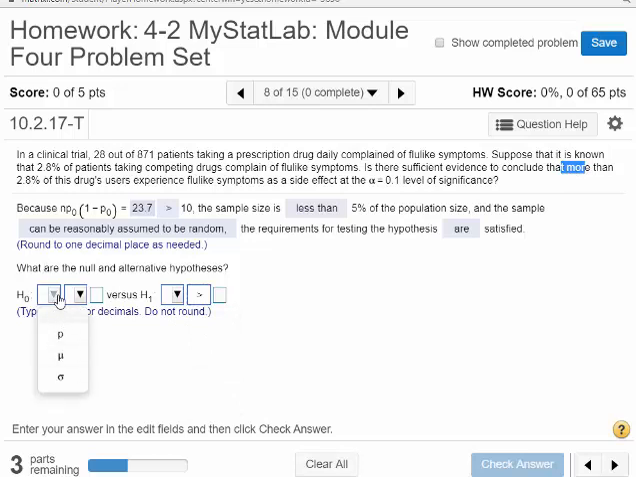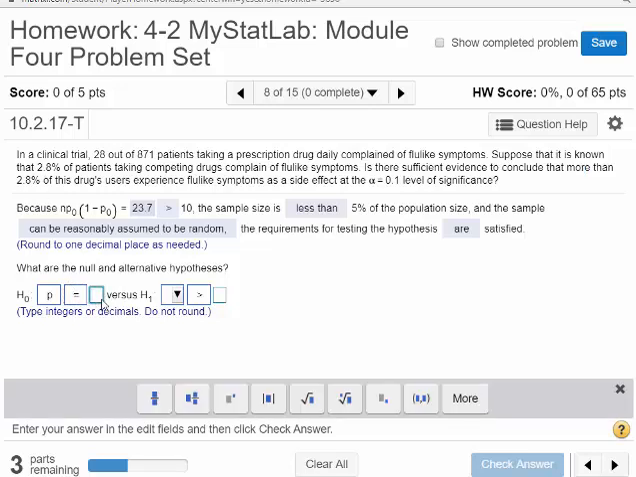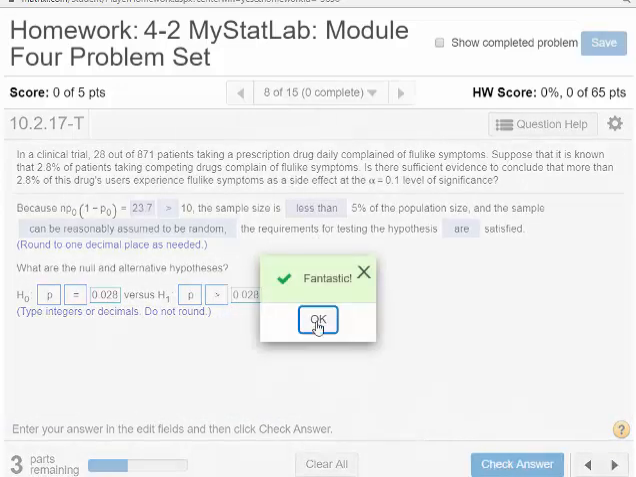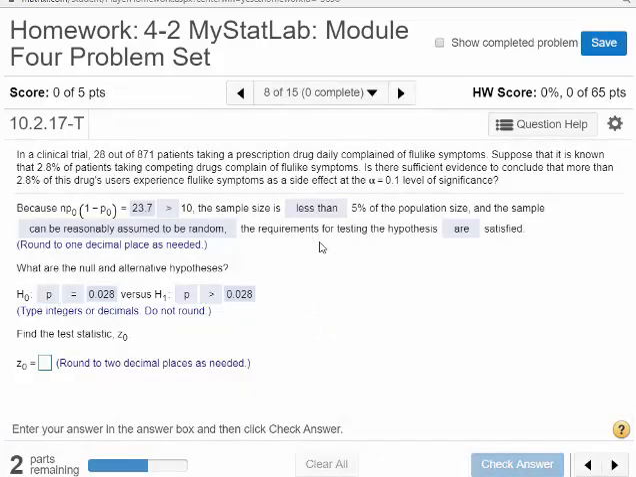So you have to choose first for your hypothesis: is it a p, a mean, or a sigma? Well, this is a proportion problem, so you're going to select p there. And the null is always a statement of equality. So it's p is equal to the initial proportion for flu-like symptoms, which is 0.028, versus p is greater than that; we're testing to see if this specific drug is greater than that number. Okay, great, we got it.